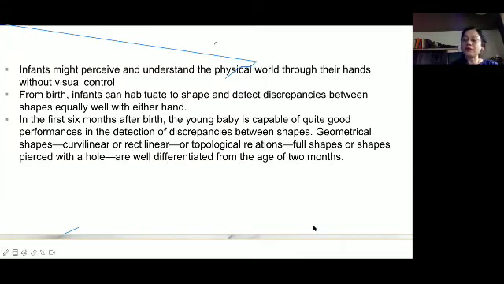Now, my question to you all is, what type of objects would you all look at in the first 6 months of life when you all are thinking of haptic perception? In the first 6 months of life.